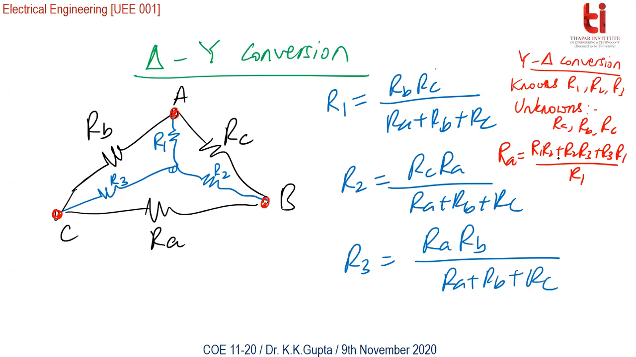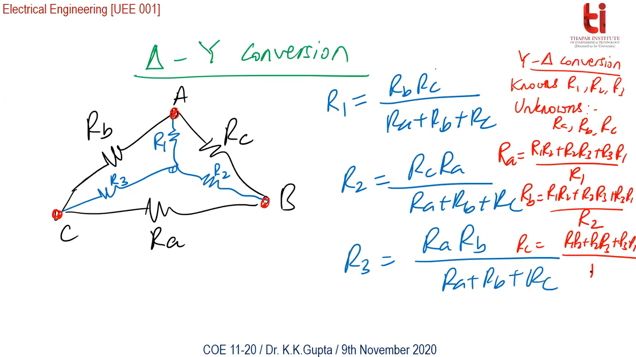The numerator will remain the same, and the denominator will change. So corresponding to B, it is R2 here. And similarly, RC will be R1 R2 plus R2 R3 plus R3 R1, divided by R3. So we just need to remember these formulae, right?